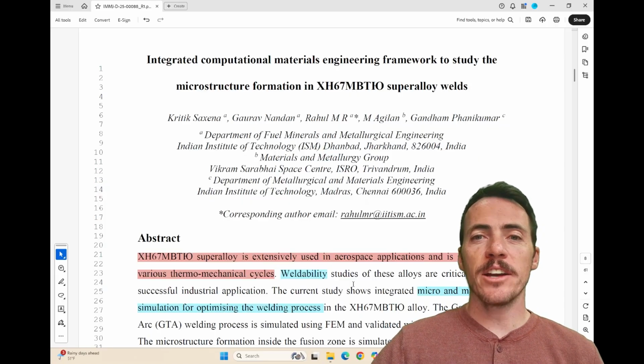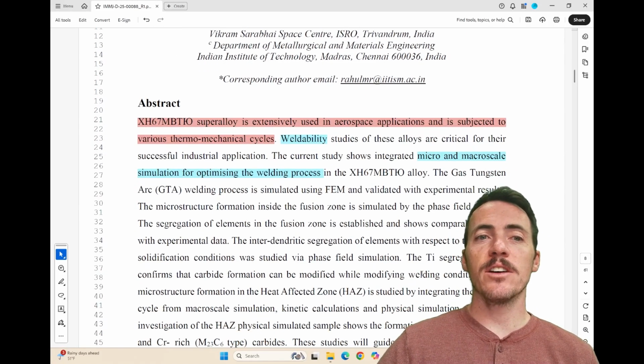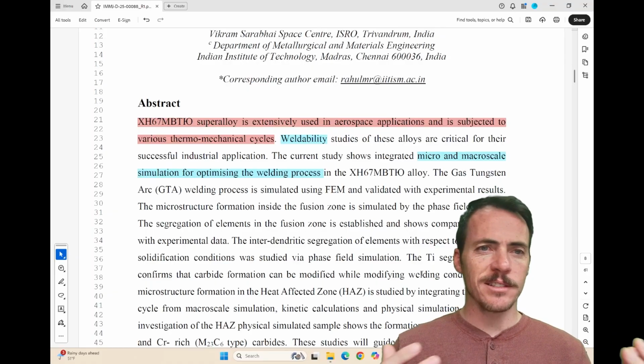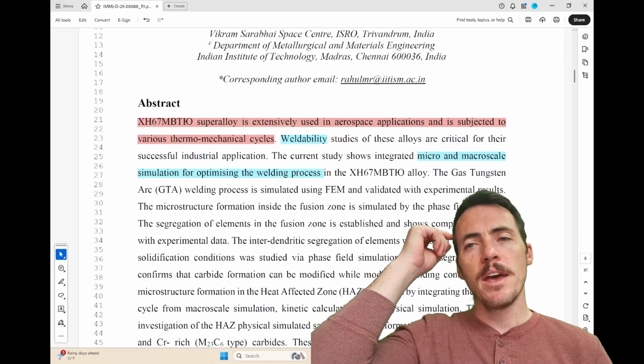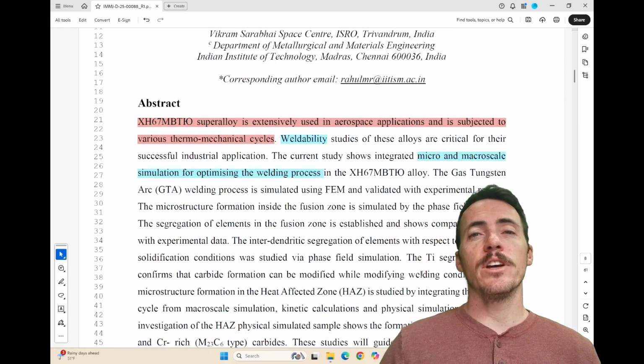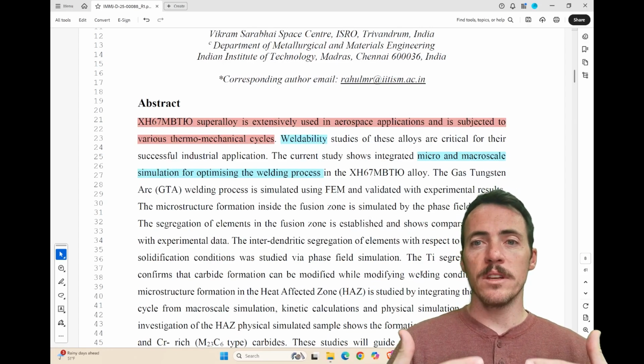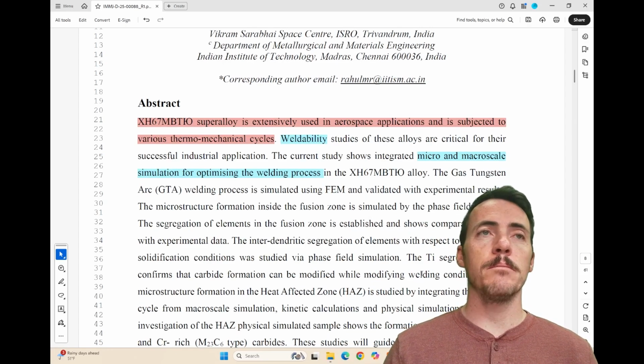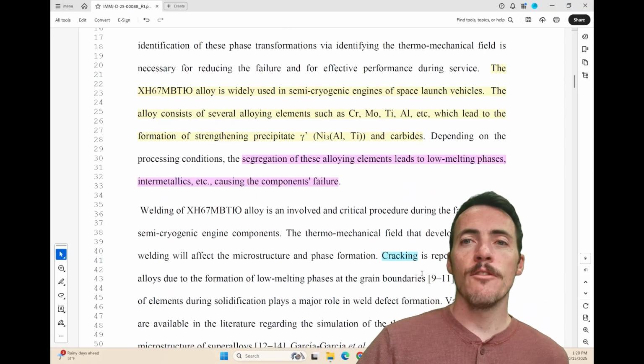So the actual alloy they're interested in is a nickel superalloy, this XH67MBTIO alloy, right? It's amazing. They use it in lots of aerospace applications, but if you're going to use it, then you're going to have to weld pieces together. And during that process, there can be things happening that we don't like. For example, they dive into it.